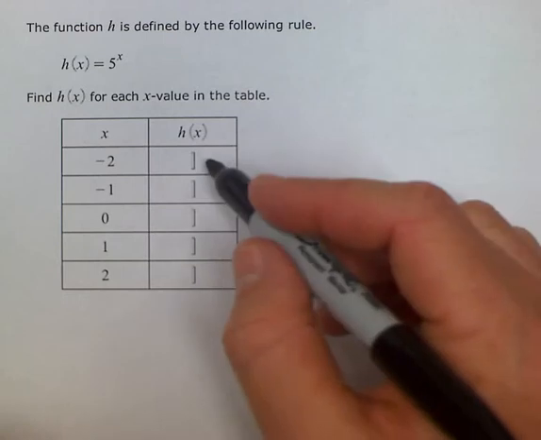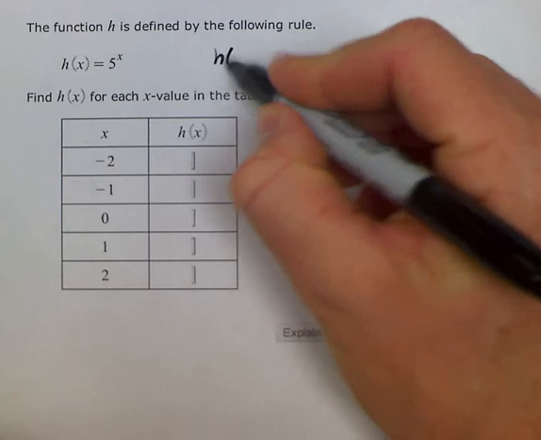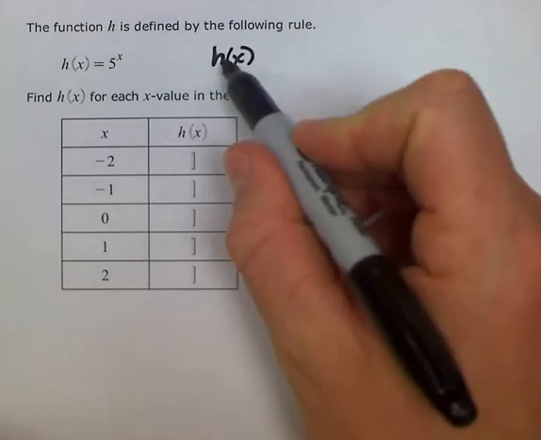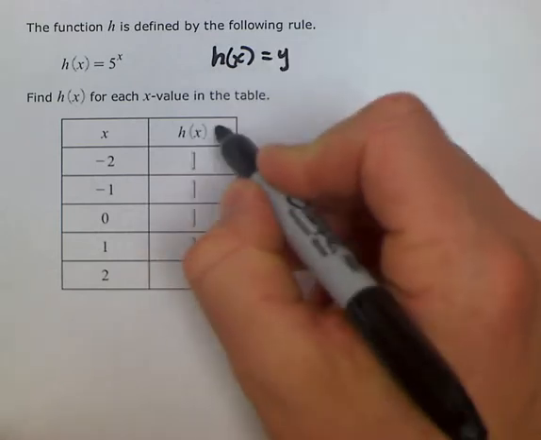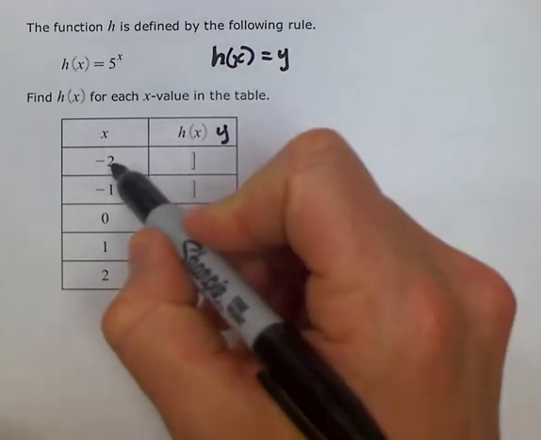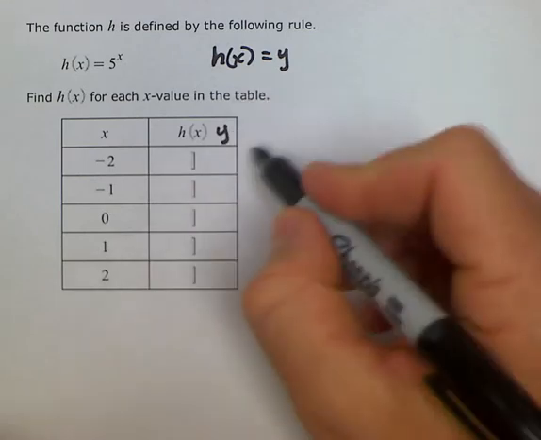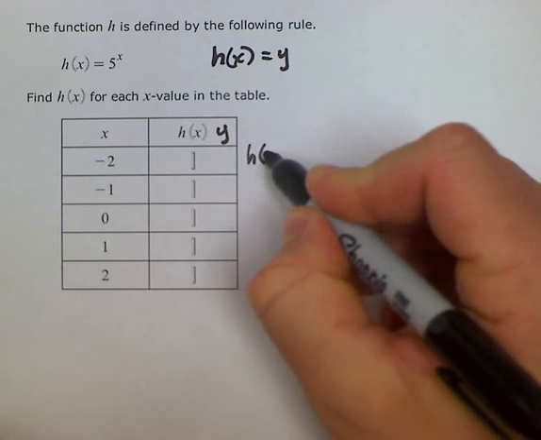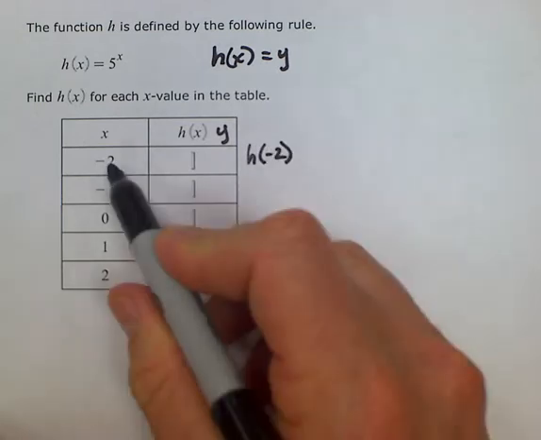corresponding y value. H of x, remember in function notation, h of x or f of x or however we're going to describe the function notation, h of x is just equal to y. So we could really just replace this with our y value. So when x is equal to -2, what is the y value? The way we would say that is, what is h of -2? When x equals -2, what is the y value?